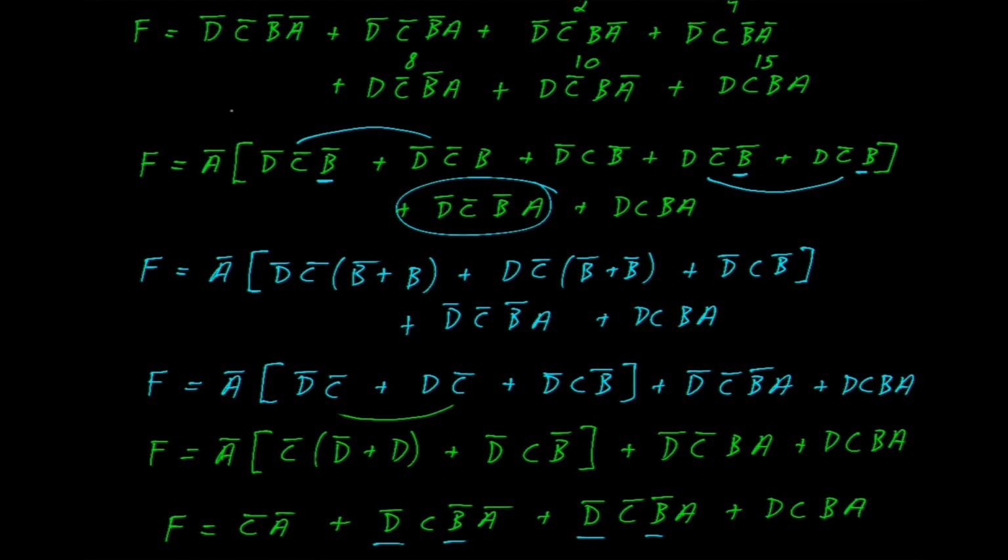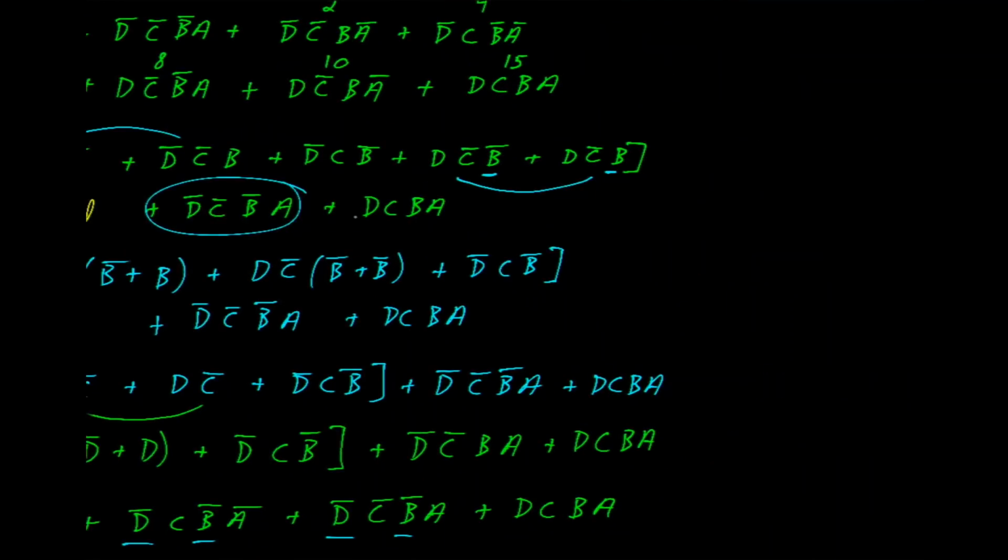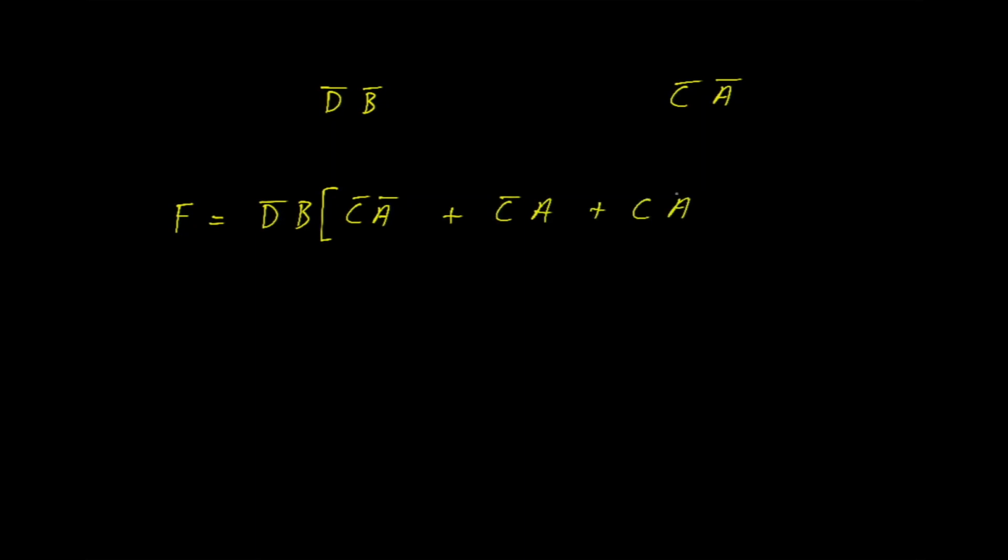Remember that our initial split was even and odd. So what we did is we just took all the even minterms and put them in one spot and all the odd terms in another. Let's try this again, making a different set of assumptions. This time, let's try collecting terms with D naught, B naught, and then we'll collect terms with C naught and A naught. F is equal to D naught, B naught with C naught, A naught, or C naught A, or C A naught.